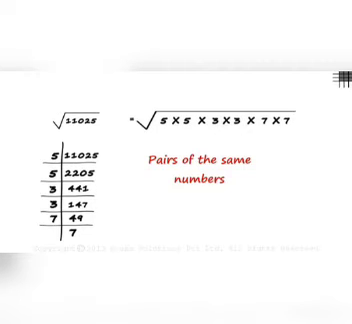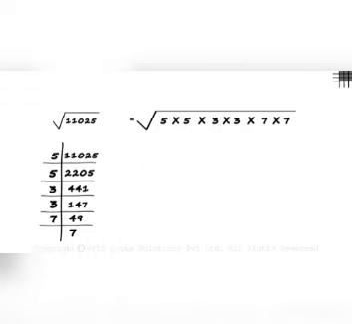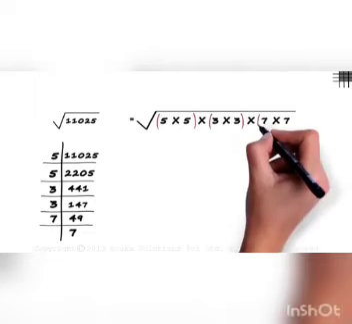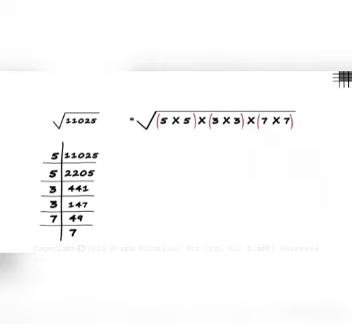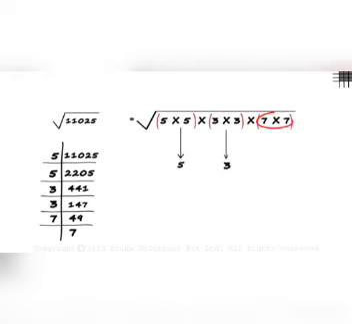And after we find the pairs, we choose one number from each pair. So we have 3 pairs here, a pair of 5s, a pair of 3s, and a pair of 7s. We choose one number from each pair. So from the first pair, we choose 5. From the second pair, we choose 3, and from the third pair, we choose a 7.